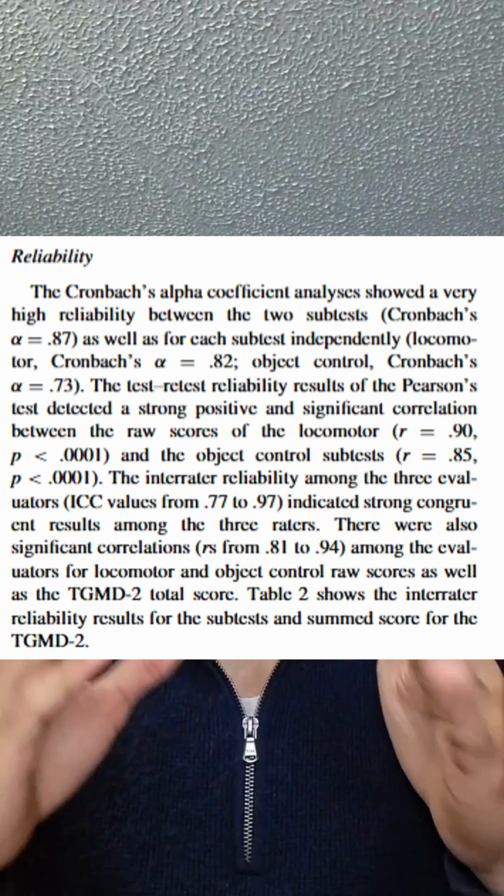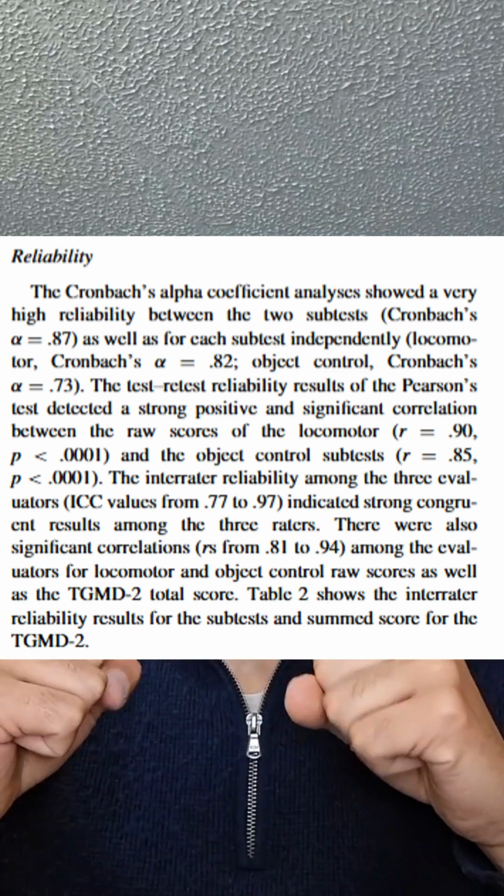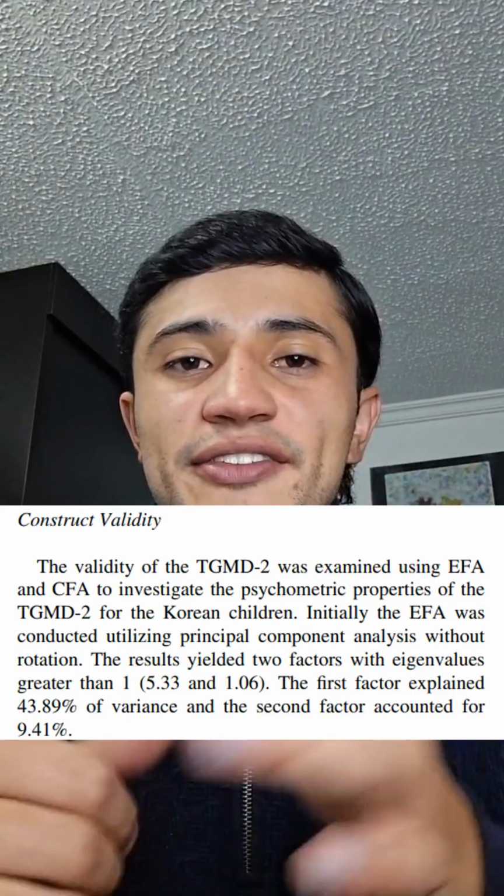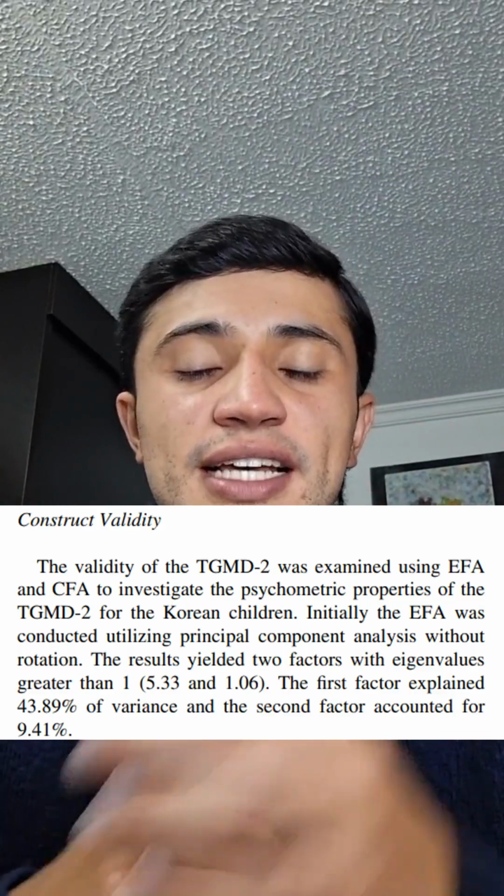The test-retest reliability was also adequate, with values of 0.90 for locomotor skills and 0.85 for object control, indicating that the TGMD-2 provides stable results over time. The validity of the TGMD-2 was assessed by exploratory factor analysis (EFA) and confirmatory factor analysis (CFA).